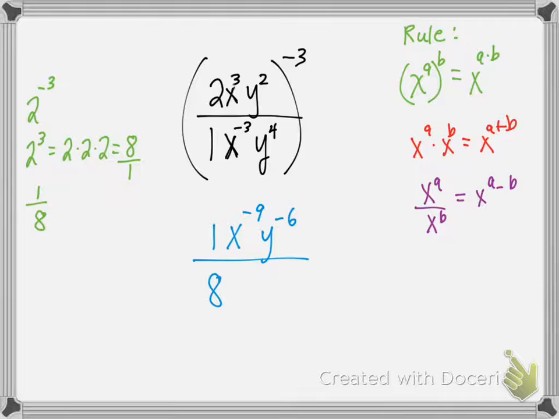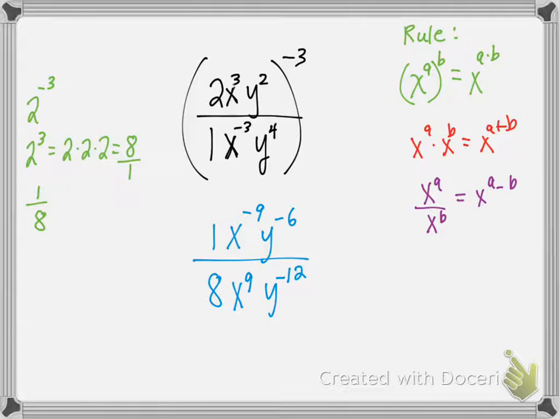All right, now I need to take x to the negative third and raise it to the negative third. Multiply my exponents. Negative 3 times negative 3 is positive 9. And lastly, y to the fourth raised to the negative third. Multiply my exponents. 4 times negative 3 is negative 12.